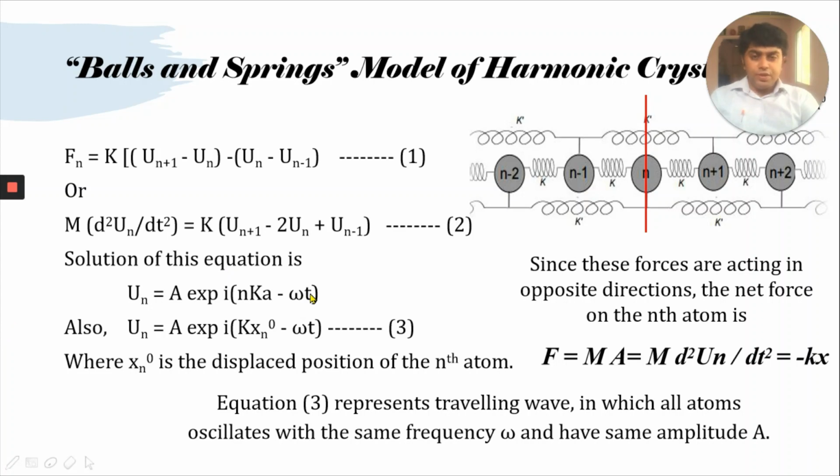Now for the solution of this particular expression, what I will get is un equal to a exponential of i (nka minus omega t). Or in case of the nth atom, you can go for xn of minus omega t. So where xn is the displacement of the nth atom, this constitutes the equation of a traveling wave of the atom with the same frequency. I repeat, same frequency, because it's a harmonic concept.